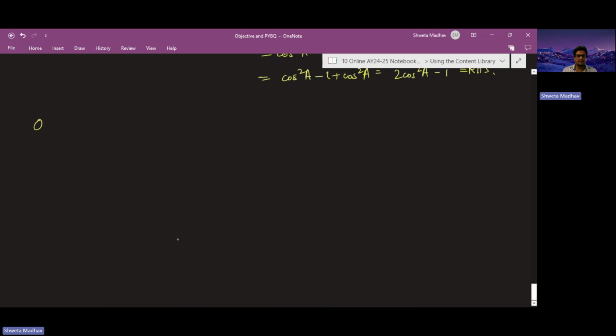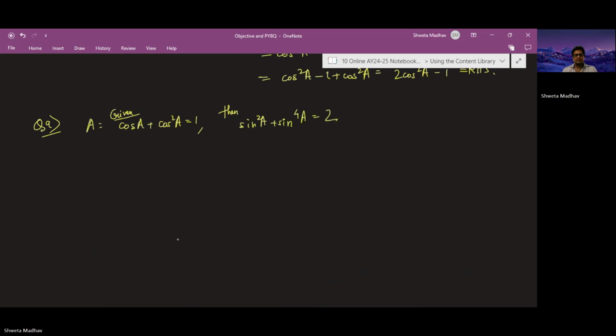Then in question number 9, it has been told that the assertion is: if cos A plus cos square A is 1, then sin square A plus sin power 4A is equal to 2. Now the reason is given as sin square A plus cos square A is equal to 1 for any value of A, for any angle A. So the reason is obviously true. We know that sin square A plus cos square A is obviously 1.